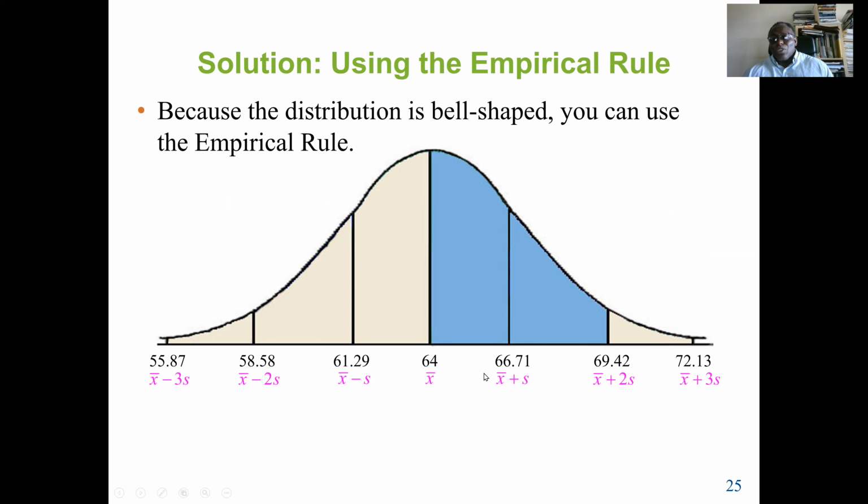Based on the standard deviation value of 2.71, we say 64 plus 2.71 and 64 minus 2.71. That will give us 68%. Now for the 95% distribution, it will be x bar plus 2 standard deviations. The standard deviation is 2.71 and the mean is 64, so it will be 64 plus 2 times 2.71, which gives us 69.42. Three standard deviations will be our 99.7%.